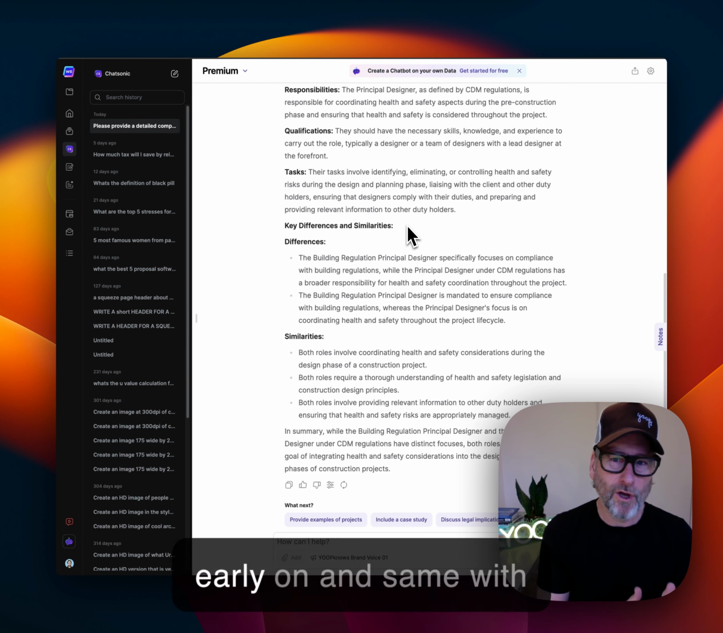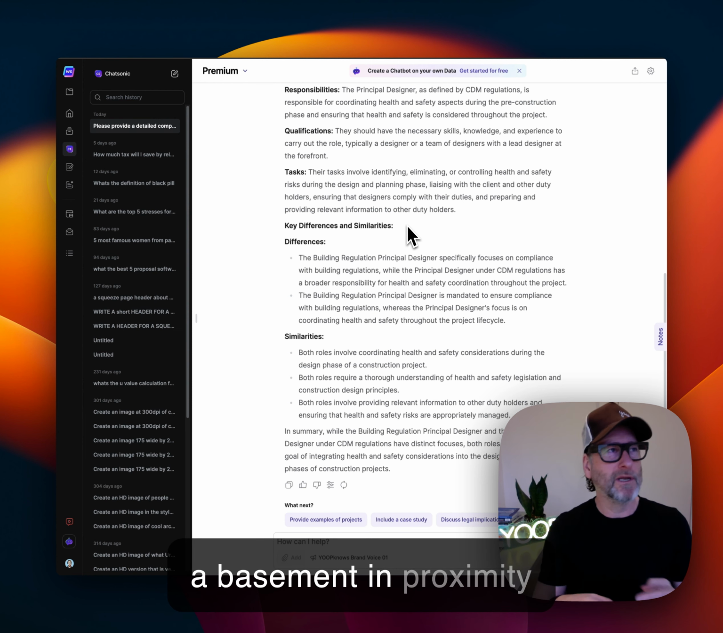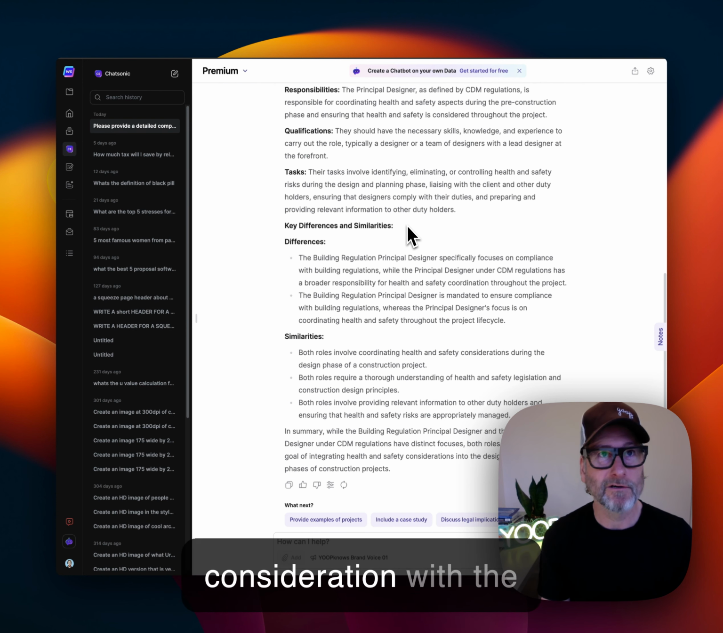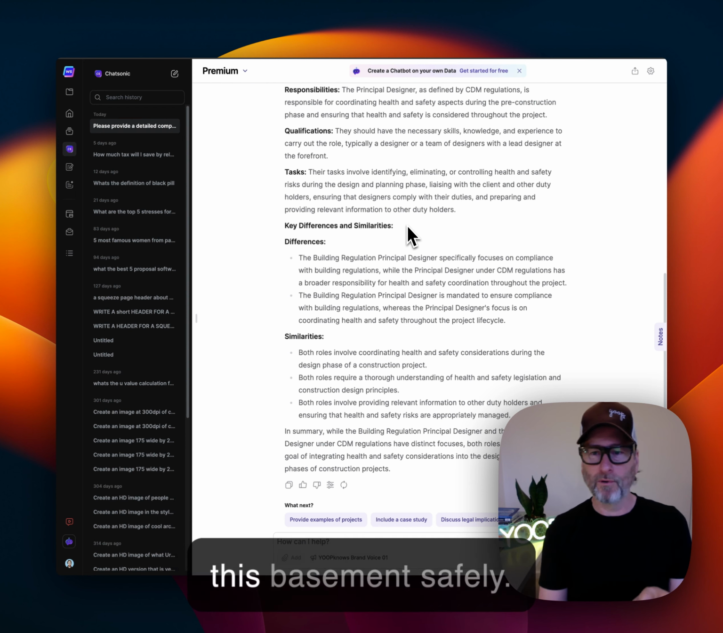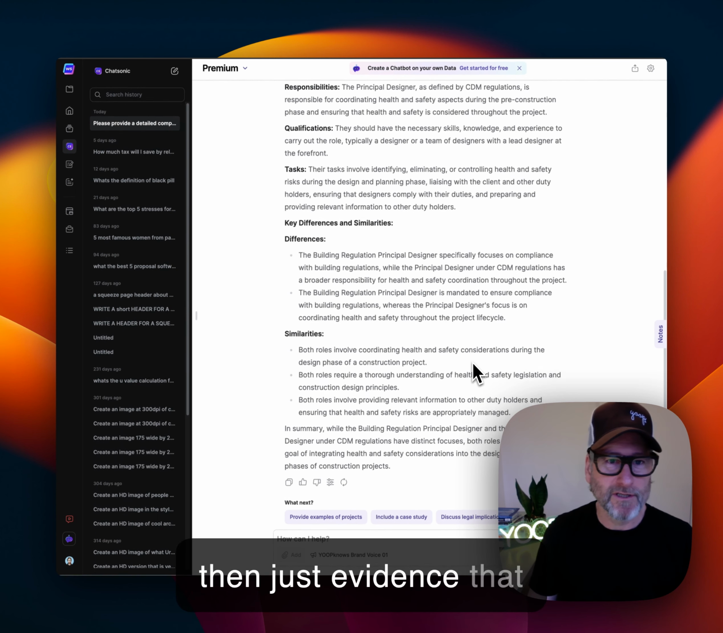So really early on, and same with basements and all those kinds of things. Maybe it's a basement in proximity to other buildings. There needs to be some sort of consideration with the engineer very early on to say, are we able to build this basement safely? Okay, let's crack on and then just evidence that.